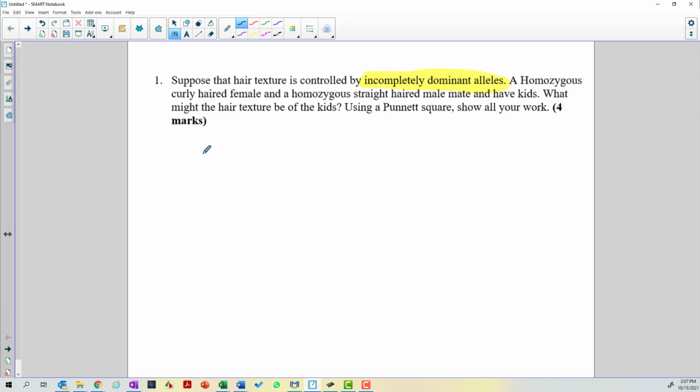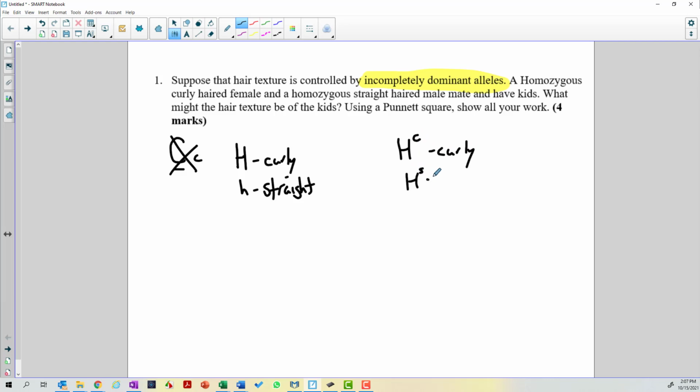A homozygous curly-haired female. So C is a tempting choice. However, big C and small c look the same, so C's are a good one to avoid. So let's use H. So we have big H for curly, potentially, and small h for straight. Because it's incomplete dominance, if you wanted to, you could say big HC for curly and big HS for straight. There's so many different ways you can represent this answer. Any of them are right. It doesn't matter as long as you understand the structure of the question.